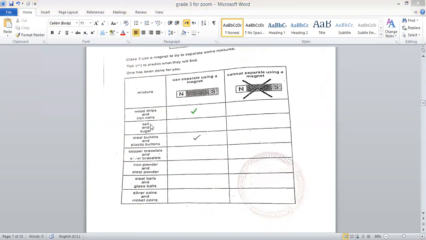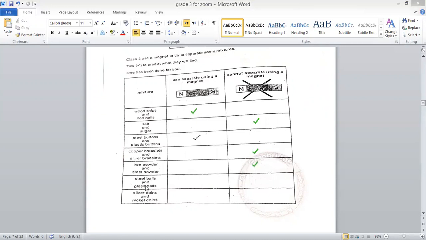Salt and sugar. Salt is a non-magnetic material, sugar is a non-magnetic material, so both of them will not be attracted to a magnet, so this mixture cannot be separated using a magnet. Copper bracelets and silver bracelets. Copper is non-magnetic, silver is a non-magnetic material, both of them will not be attracted to a magnet, so this mixture cannot be separated using a magnet. Iron powder and steel powder. Iron is a magnetic material, steel is a magnetic material, both of them will be attracted to a magnet, so this mixture cannot be separated using a magnet.